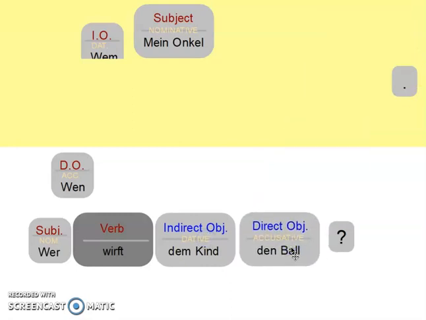If I wanted, well, I guess we can't really use wen here because our direct object isn't a person, it's a thing. You would have to use was. But you get the idea of how these question words are used. Okay, so that was a quick recap of things that we should know. Now with word order in German, and we're going to go back to the PowerPoint where we would normally be playing that spoons game in class.